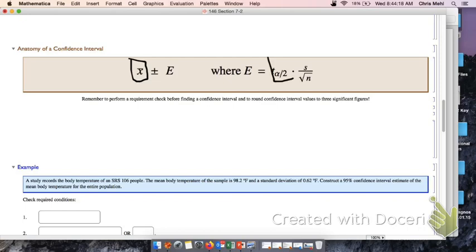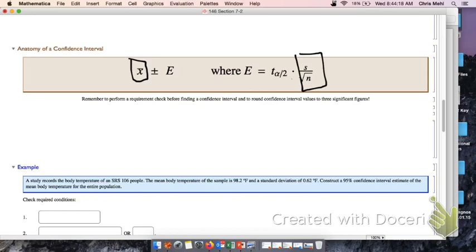The confidence level allows you to determine the t alpha over 2. And again, we'll do an example in just a minute. But the t alpha over 2 is always found from the given confidence level. And the other part of the formula for the error: you find your t alpha over 2 and then you multiply it by the standard deviation divided by the square root of the sample size.